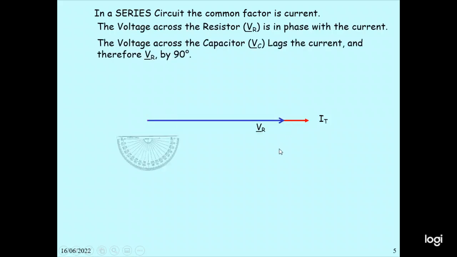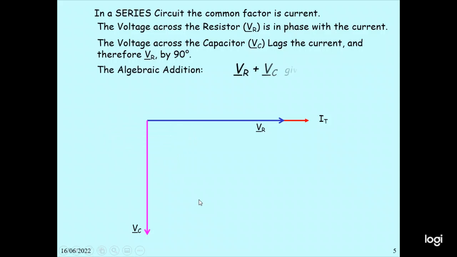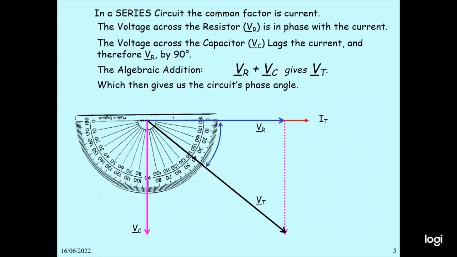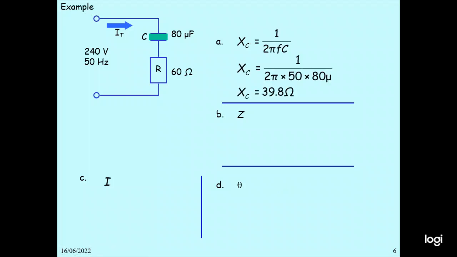So this is VR, the voltage across a resistor, and VC, the voltage across a capacitor. We draw the VR and VC combination, and that will be the VS. So we get the phase angle theta. The capacitor is 80 microfarad and the resistor is 60 ohm. XC has to be calculated: 1 by 2πfC. So 1 by 2π into 50 into 80 microfarad gives 39.8.